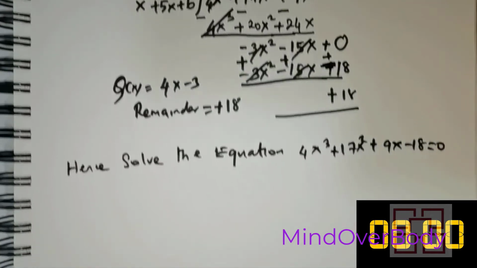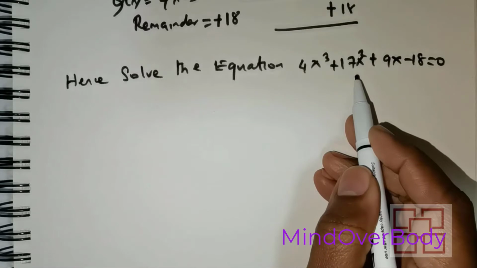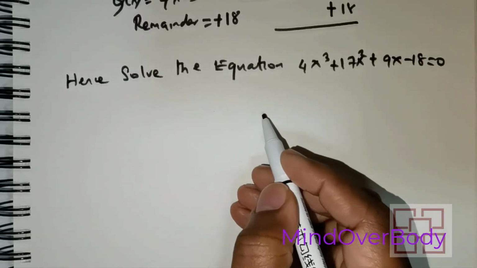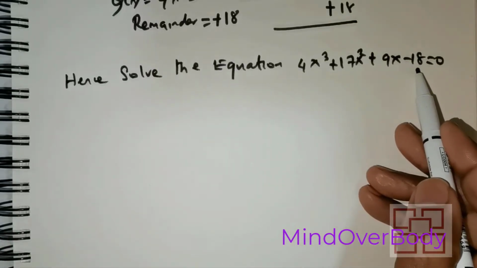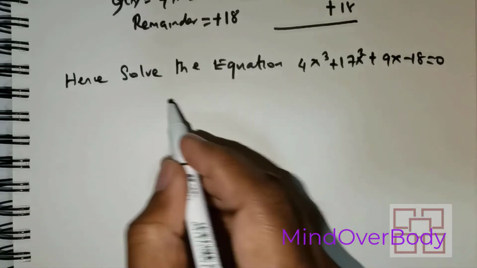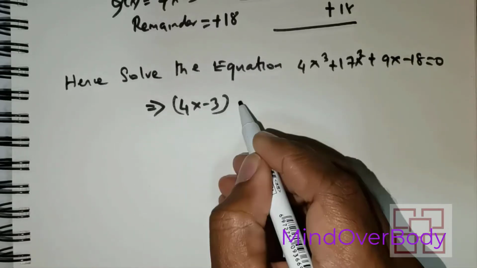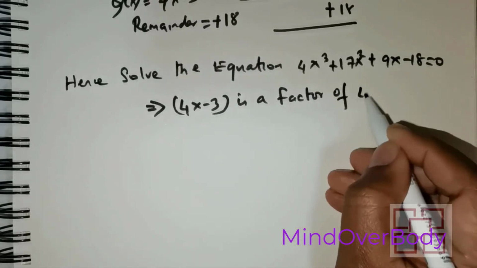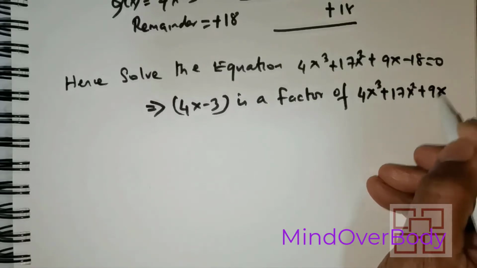So this is the second part of this question. We are expected to solve this: 4x cubed positive 17x squared positive 9x negative 18. Now if you would have seen, the previous question did not have this constant negative 18, but this question has a constant negative 18. So this would mean that 4x negative 3 is a factor of the polynomial 4x cubed positive 17x squared positive 9x.